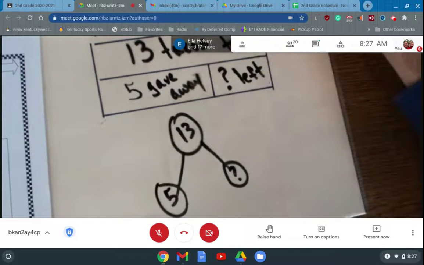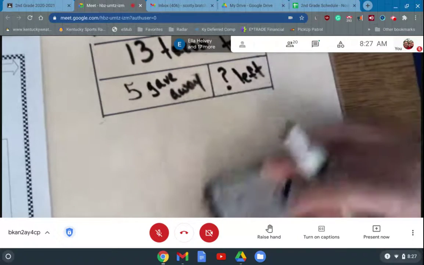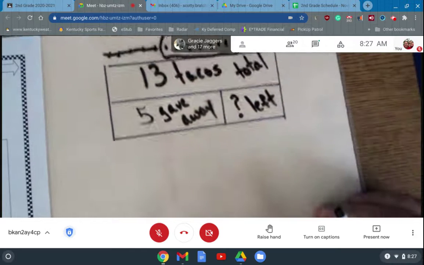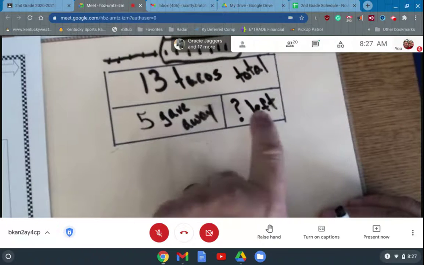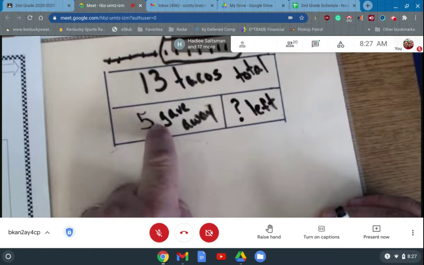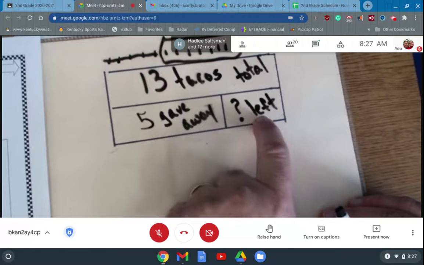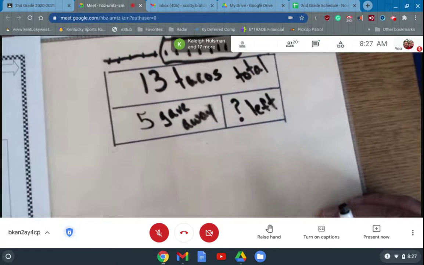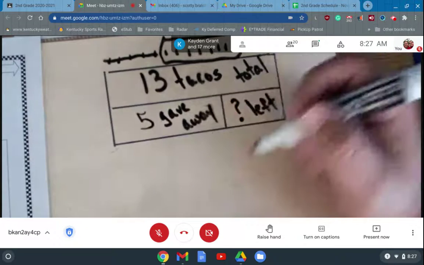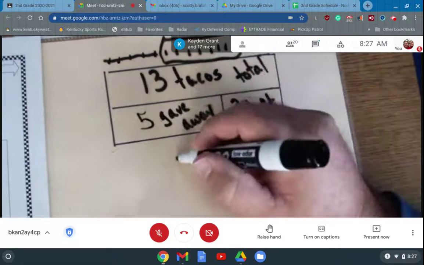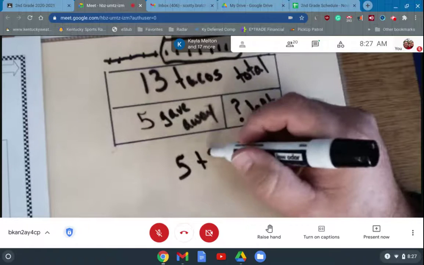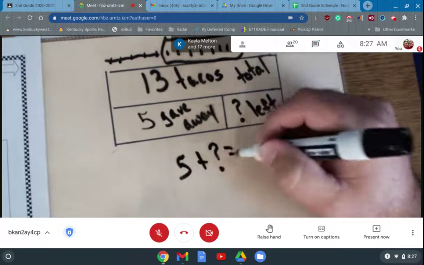So, I don't know one of my add-ins. Remember, this is an add-in and this is an add-in. I know this one's 5. I don't know that one right now. I can figure it out pretty quick, but if I have to do some counting or some kind of math to find the answer, I don't know it at first, okay? And I know the total. So, if I write it as a sentence, it would be 5 plus, I don't know, equals 13.